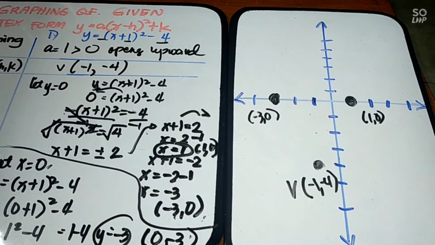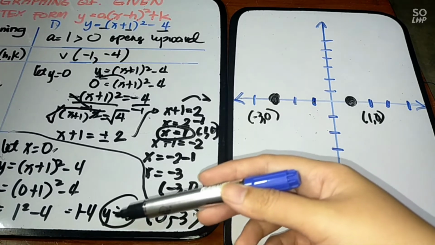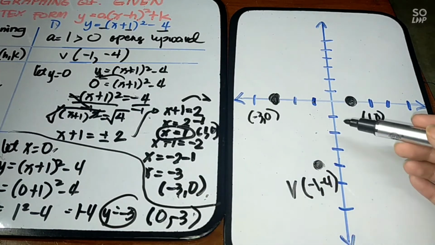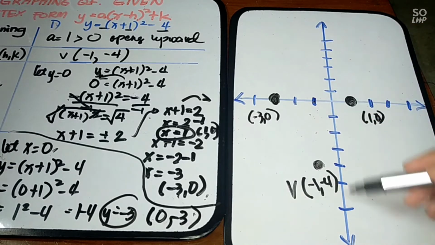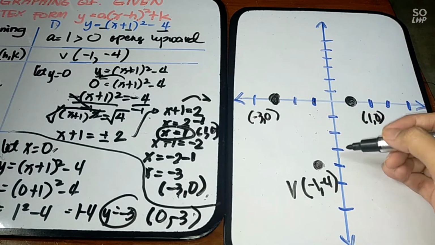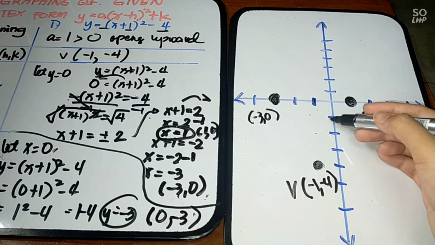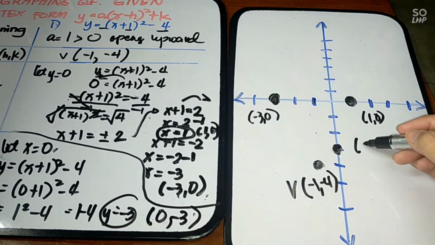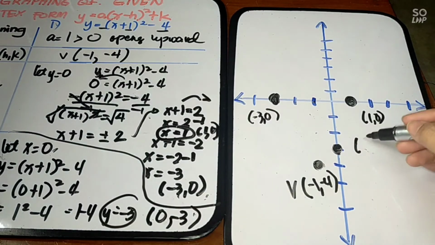Next, let us plot the y-intercept. Your y-intercept is negative 3. So, (0, -3). Where is that? This is the y-intercept. The y-intercept is right on the line of the y-axis. So, negative 3, 1, 2, 3. This is your other point, which is (0, -3).